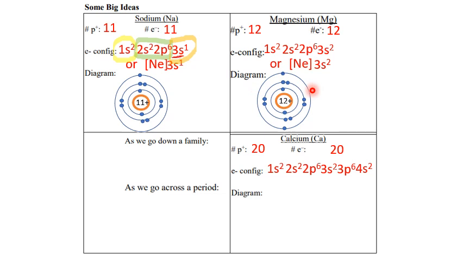An easier way to write this, of course, instead of having all of this here, I don't know why this is doing this. My computer seems to be slowing down, but that's okay. Instead, we would put argon right there, and then we would add 4s2, and that's just a nice, easy way to do it. It makes life a lot easier for us. The noble gas configuration is a lot easier down here.